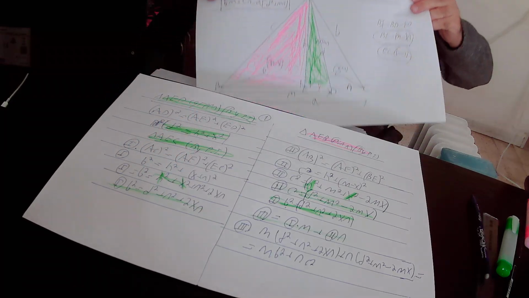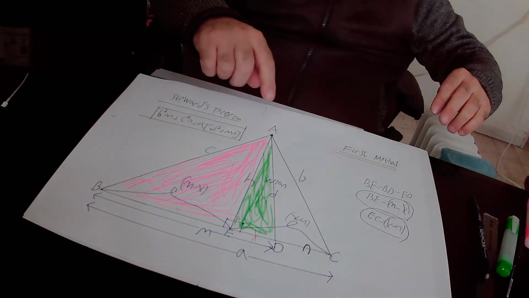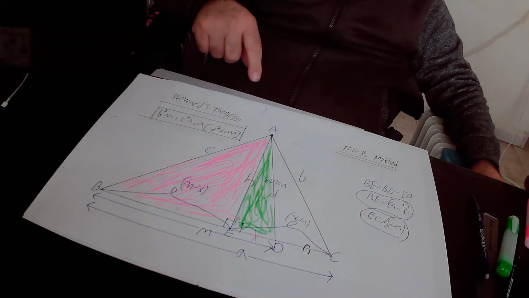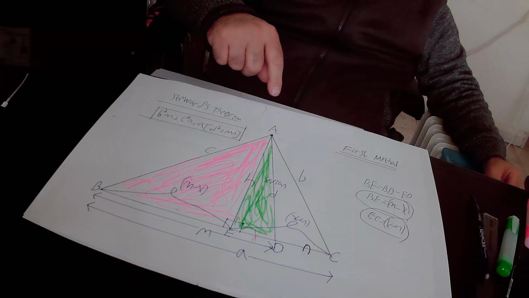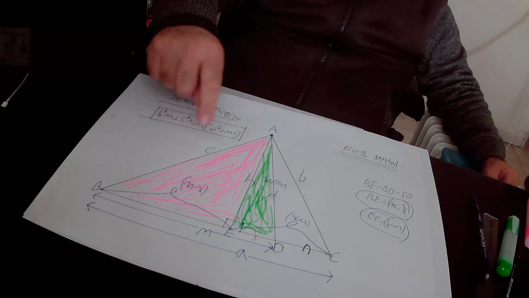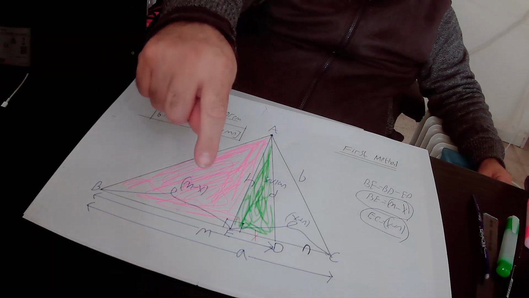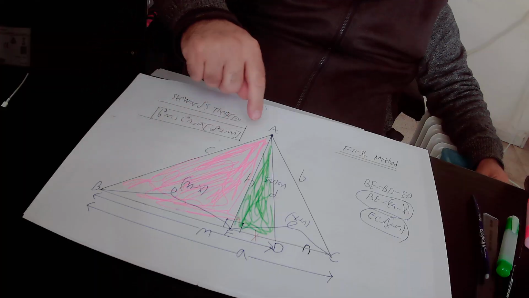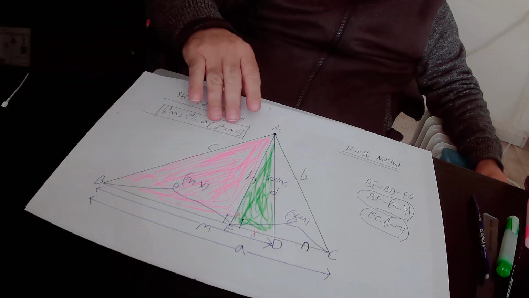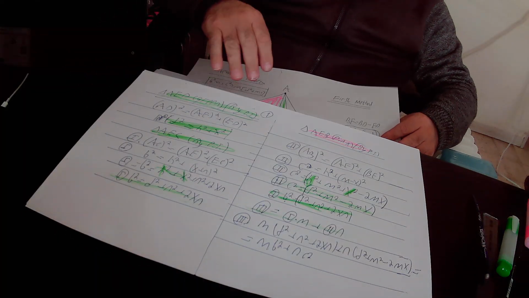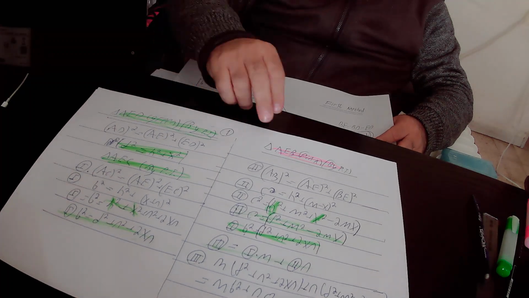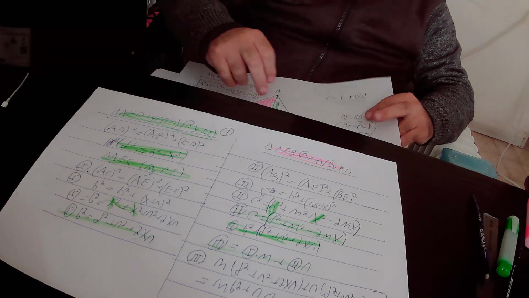Then we implemented the Pythagoras theorem on the right triangle AEB. According to the Pythagoras theorem, in the right triangle AEB, AB square equals AE square plus EB square.